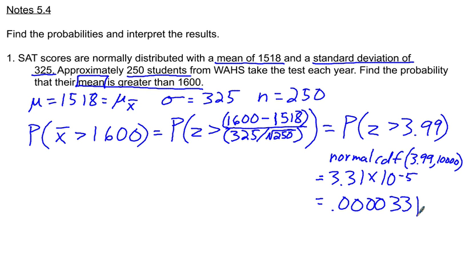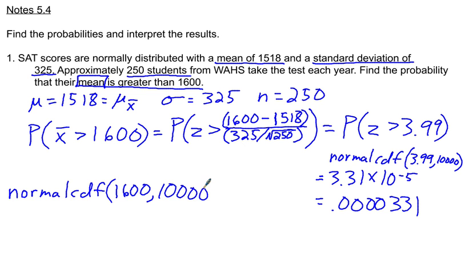Now, if I wanted to enter all of this into the calculator from the beginning, I would use normalcdf. My minimum mean I'm looking at is 1600. My maximum is the 10,000 that I enter. Our mean is 1518, and now I have to type in the standard error, which is the standard deviation divided by the square root of the sample size. And if you try that in the calculator, you should see that it will equal the same number.